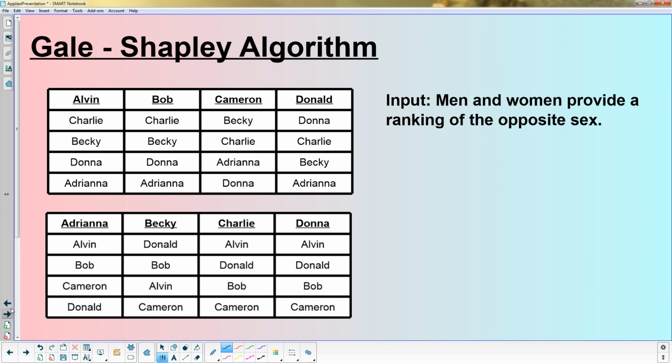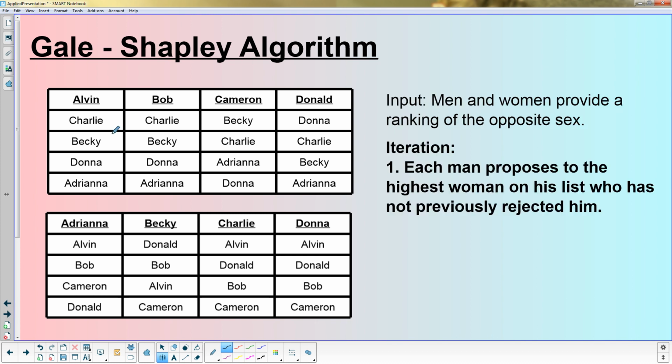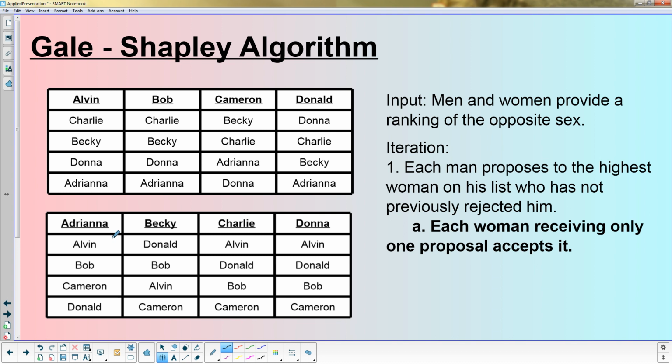So what this algorithm does is at every step, every man will propose to his highest ranking woman on his list who has not previously rejected him. So, in practice, what that's going to look like is in the first round, we'll see that Alvin will propose to Charlie, Bob will propose to Charlie, Cameron to Becky, and Donald to Donna. And then what happens in the algorithm is where the money is made, I guess.